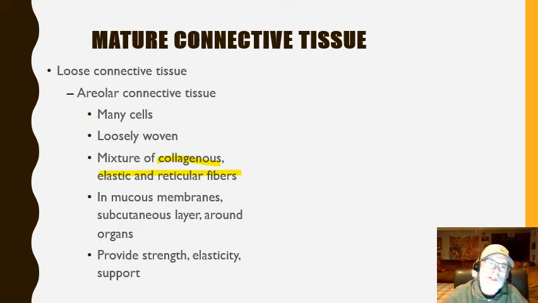Okay, where do we see these? We see this like in mucous membranes, subcutaneous layer, around organs. Okay, they provide some level of strength, elasticity, and support. I know that you probably haven't had your hands in any kind of living body, inside. But what happens a lot of times? What happens is with this loose connective tissue, this loose areolar tissue, sometimes you don't need to cut it.